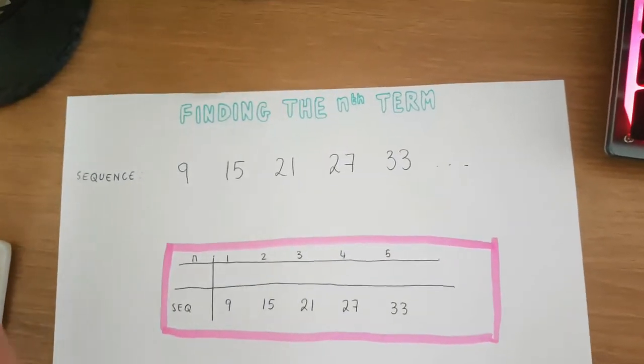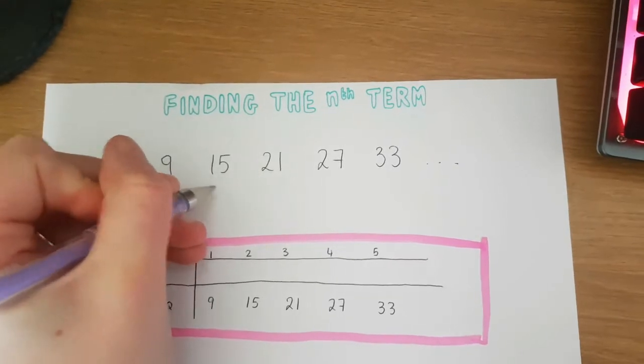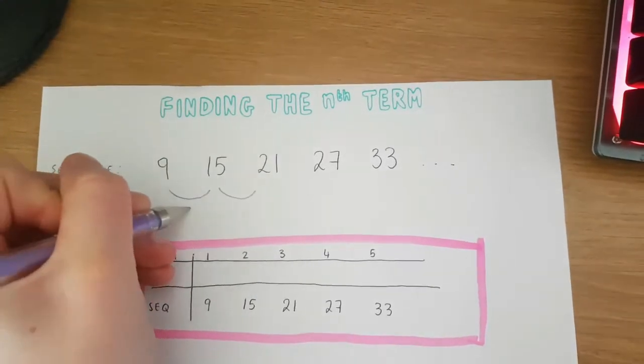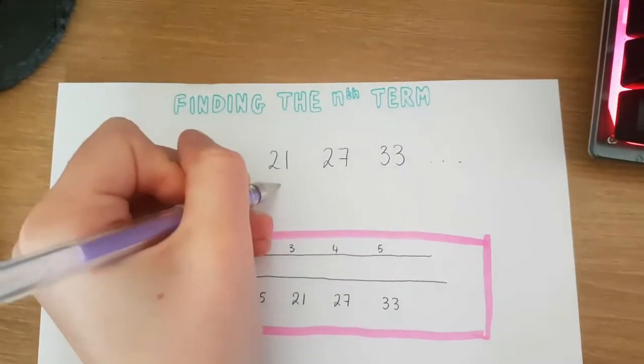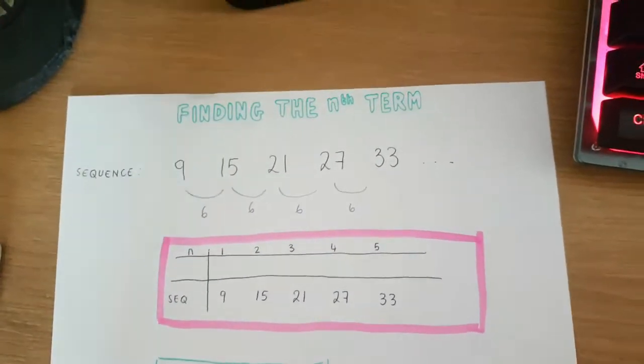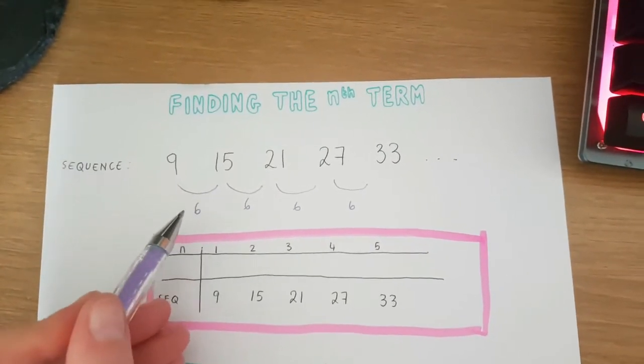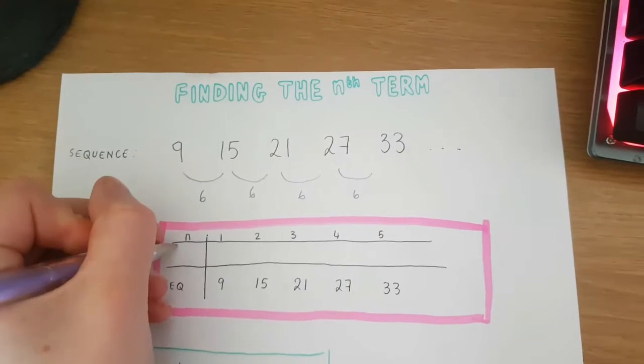The way we go about this is to first find the difference between the terms. So there should be a constant difference between these. We can see there's a difference of 6 here, another 6, another 6, so the difference is not changing. This difference here tells us the coefficient on the n. So the first part of my rule is going to be 6n.